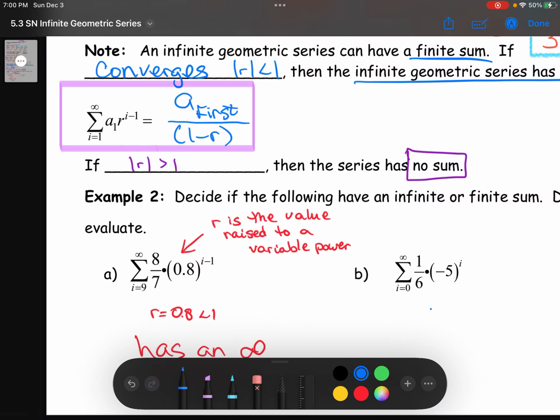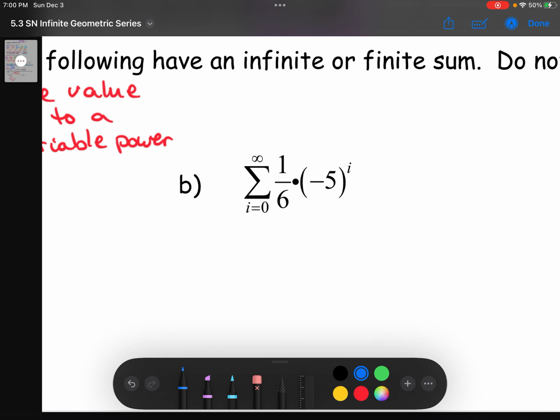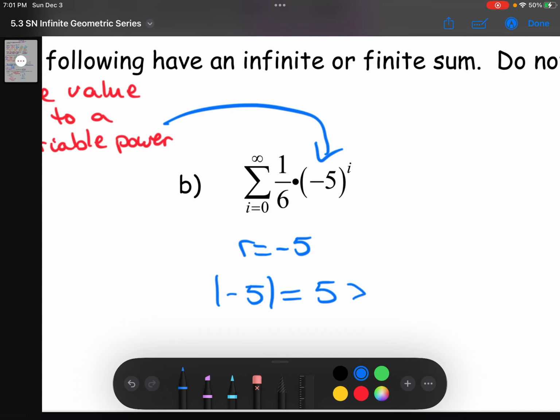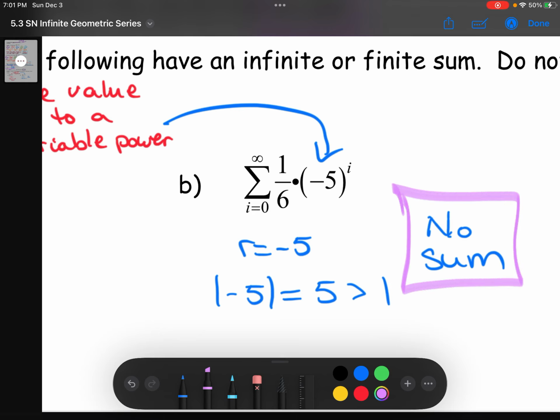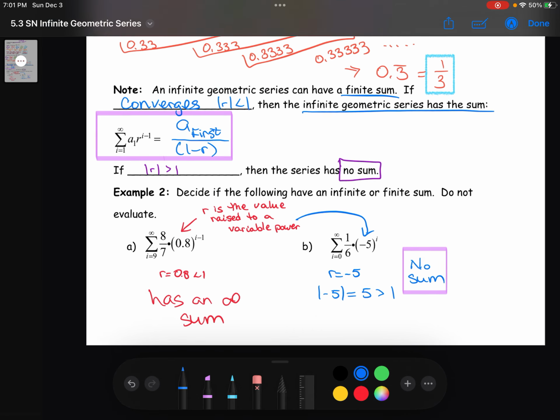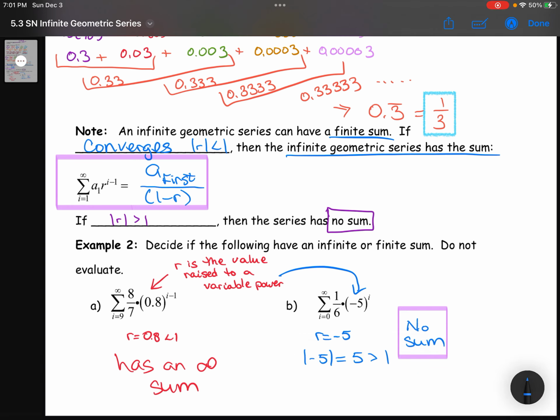Part B. The sum of the series from I equals 0 to infinity of 1 over 6 times negative 5 to the power of I. So that r is negative 5, and the absolute value of negative 5 is 5, which is greater than 1. So there is no sum to this series. It all depends on the r value.